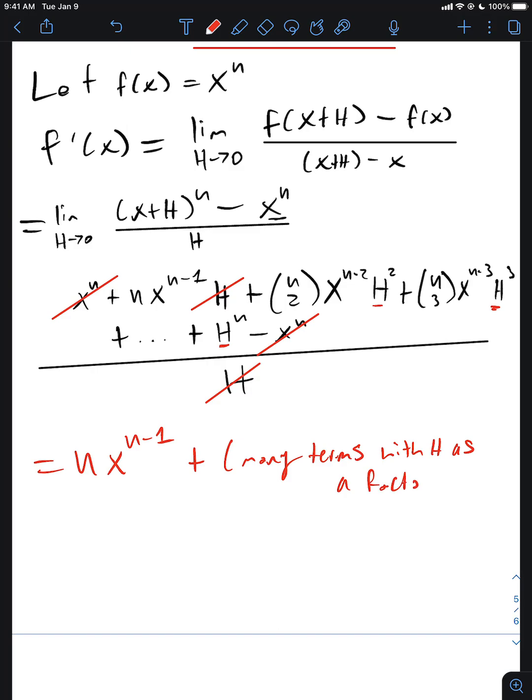So we're going to have, in simplified form, n times x to the n minus 1 plus many terms with h as a factor. So the limit as h goes to 0 is just equal to n times x to the n minus 1. And so that's how we can prove the power rule using the binomial theorem.